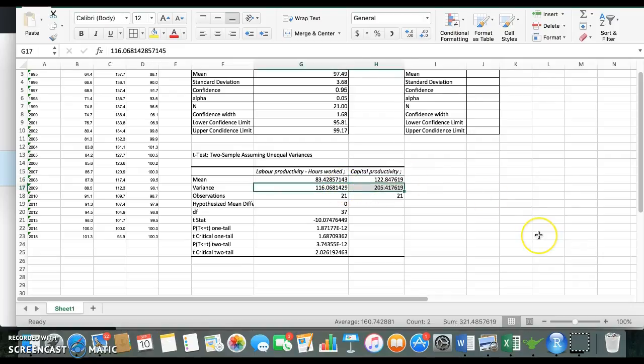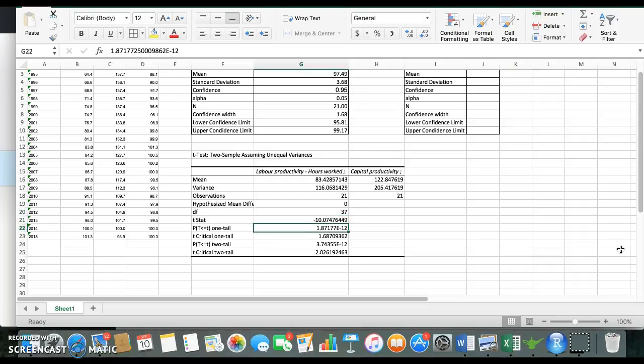There's a fairly large gap between the variances here, so I think I was pretty justified. That's a bit of a rough and ready measure, but we'll go with that. They do appear to be unequal. There are tests for that. We're not going to go over that just now. There are 21 observations in each group. I'm hypothesizing a mean difference of 0. That gives me a degree of freedom of 37, and the t-statistic that's being calculated is -10.